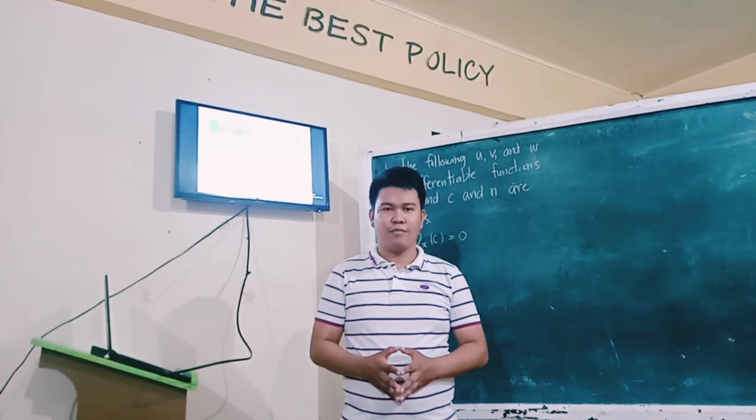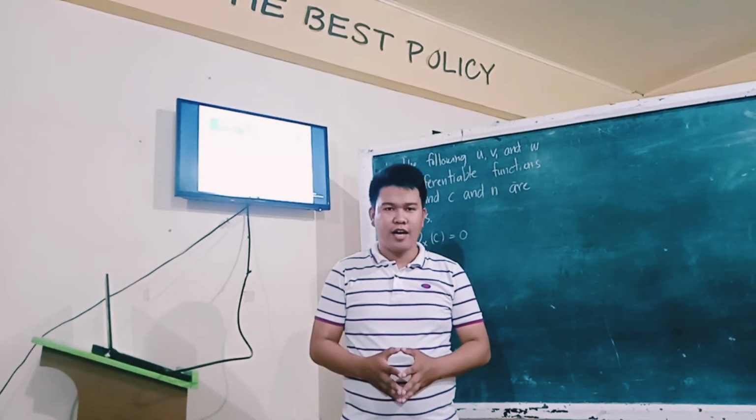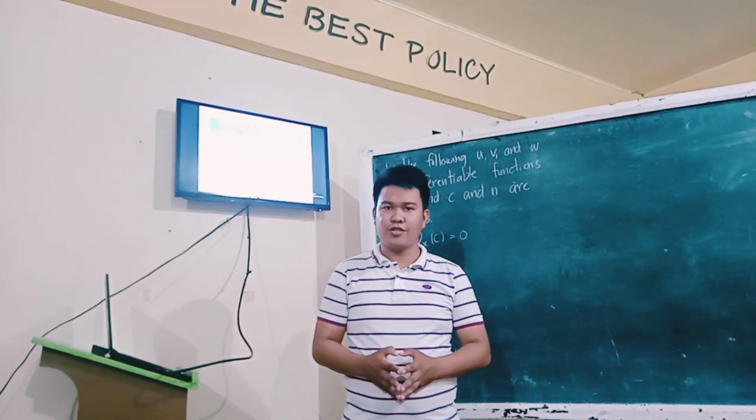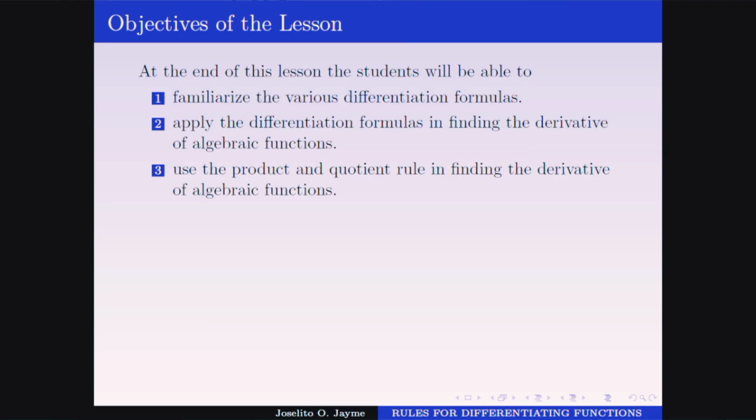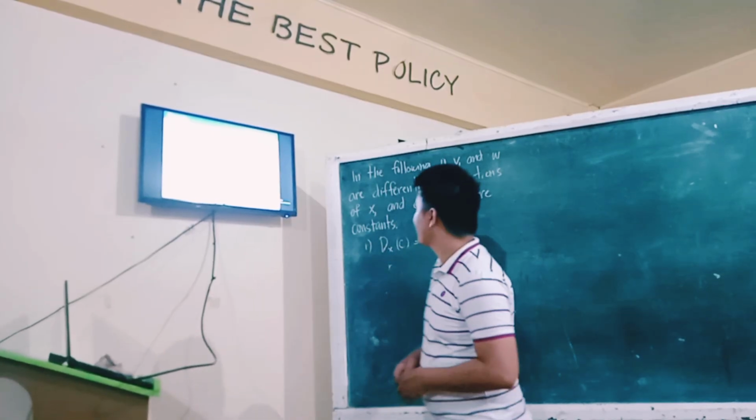Today, we're going to talk about the rules for differentiating functions. But before we start, I want you to know the objectives that you're going to accomplish at the end of this lesson. First, you will be able to familiarize the various differentiation formulas. Second, apply the differentiation formulas in finding the derivative of an algebraic function. Third, use the product and quotient rule in finding the derivative of an algebraic function. Are you ready? Let's start.